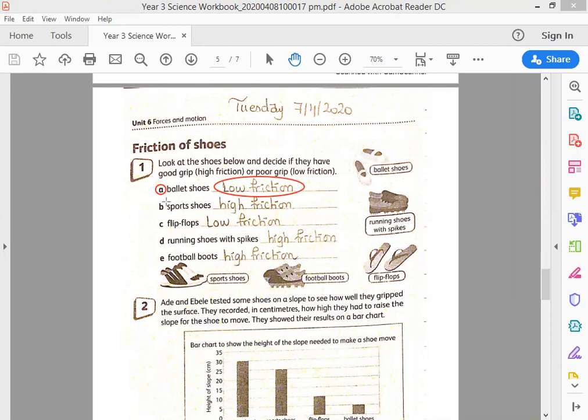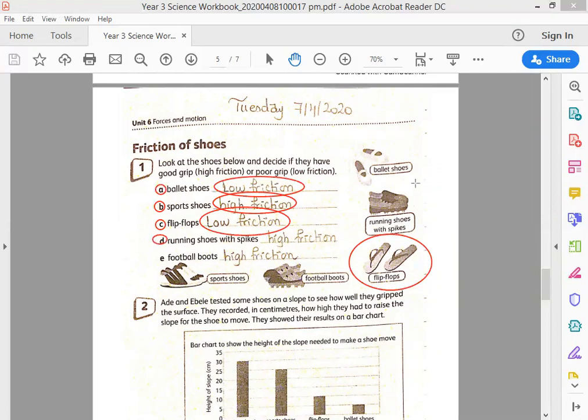But what do you think about sports shoes? Someone needs to run and make some movements. They must have high friction to avoid slipping down so he can grip the floor easily. What do you think about flip-flops? These flip-flops that you use on the beach. Flip-flops have low friction. That's why when your legs become wet at the beach, you start to feel slippery. So flip-flops have low friction.